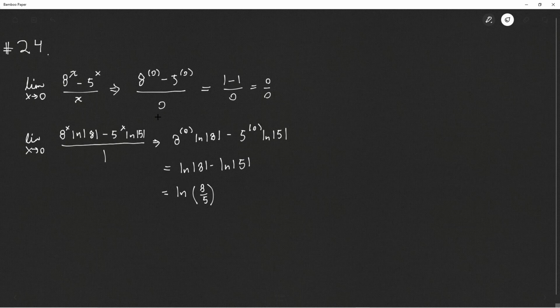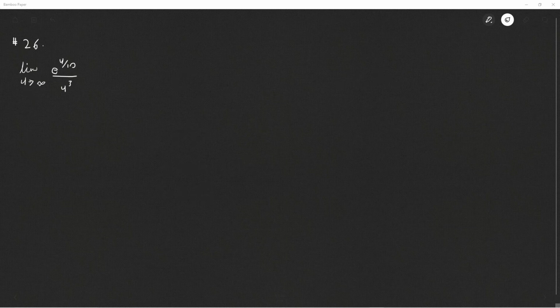So the way that we took the derivative of our 8 to the power of x and 5 to the power of x is, if we have any constant to the power of a variable, whenever we're taking the derivative, it's going to be that constant to the power of the variable times ln of the constant. So now we have question 26, which is the limit as u approaches infinity of e to the power of u divided by 10 divided by u to the power of 3.